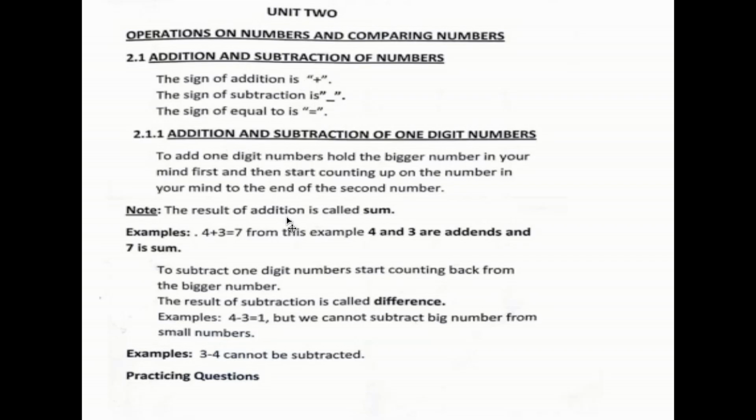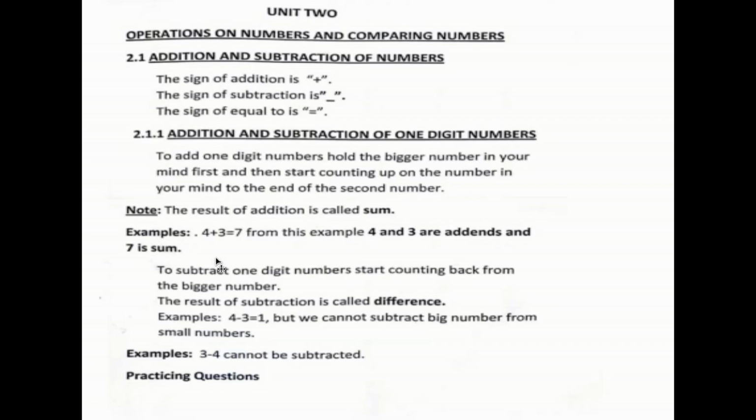Now in this lesson, we focus only on additions. To add one digit numbers, hold the bigger number in your mind first, and then start counting up on the number in your mind to the end of the second. The result of addition is called the sum.